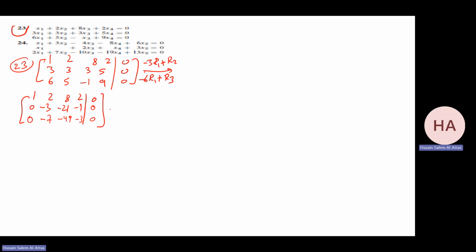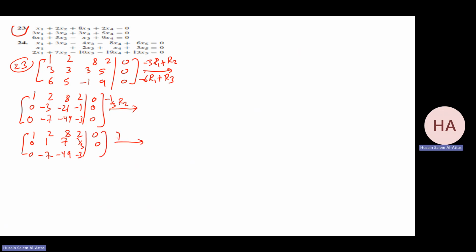Okay. So I divide the second row by minus 3, or multiply by minus 1 over 3. That gives me what? 1, 2, 8, 2, 0, 0, 1, 7, 1 over 3, 0. So I have 0, minus 7, minus 49, minus 3.